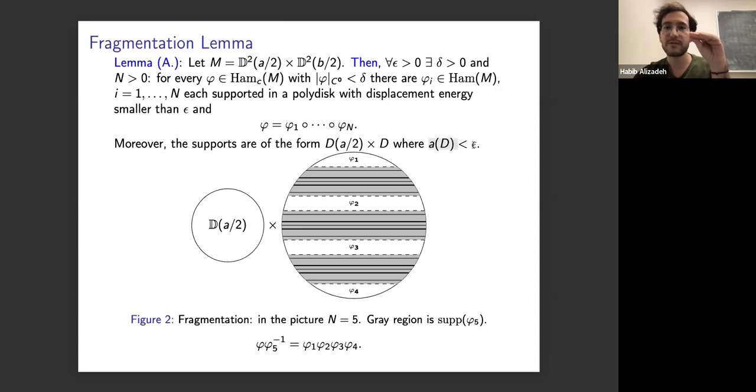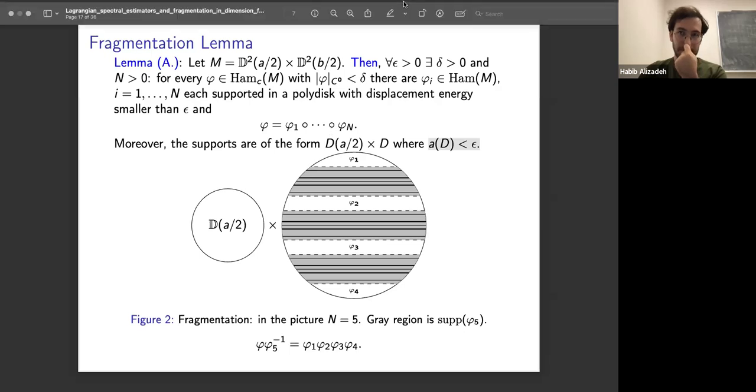So the areas of those things are very small. In particular, they have a small displacement energy. And if I increase the number of these gray strips, the area of the white strips also becomes very small. I distribute them equally, and the area of the white strips will become very small. So they also satisfy this property. In particular, they have a small displacement energy by the remark that I said. So if you have a disk on a two sphere, displacement energy is equal to its area. That's the fragmentation lemma. Is there any question about this?